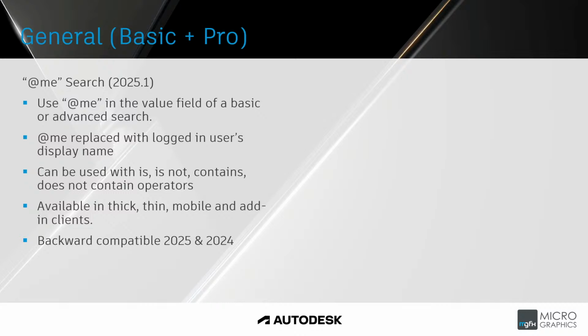This is also helpful for administrators that are creating distributed searches. You can create one distributed search that has the @me, and then it doesn't matter who logs in and uses that search, it will always show them results for files that have their name in the value. So you don't have to have a search for each user looking for their specific username. That's quite useful from a distributed search perspective.